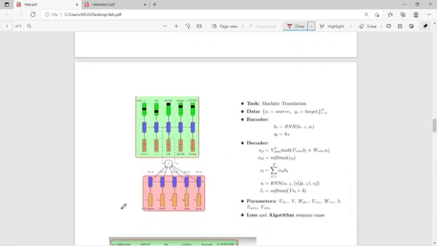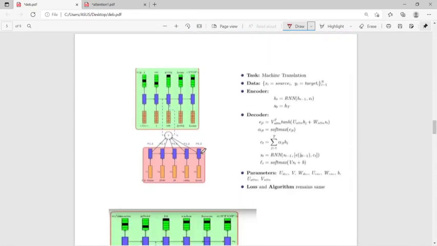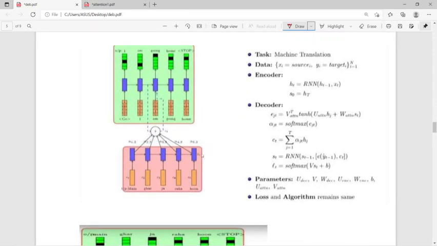So if we see the diagram, you can say that it is a map. If the task is machine translation, the data xi is the source, that is x1, x2, x3, and the output is the target. The encoder is using an RNN, which takes h and xi, and the output is st. When we decode, we have to find which words are important, and that is found with the equations we wrote, where alpha ij is found by the softmax of this value.